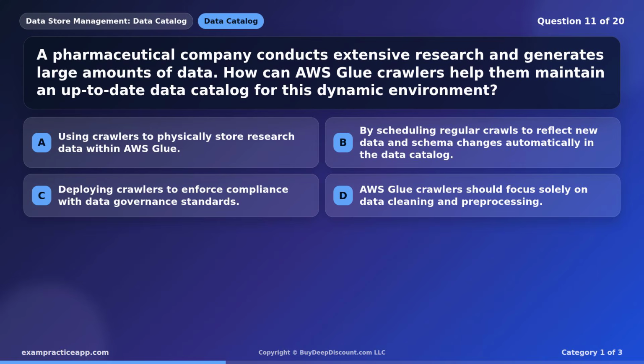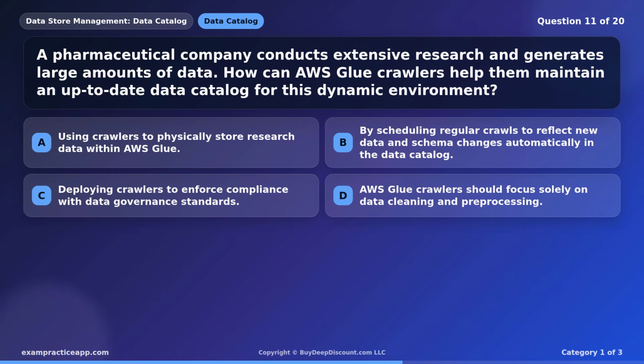Option C. Deploying crawlers to enforce compliance with data governance standards. Option D. AWS Glue crawlers should focus solely on data cleaning and pre-processing. Take a moment to choose your answer. The correct answer is option B. By scheduling regular crawls to reflect new data and schema changes automatically in the data catalog.